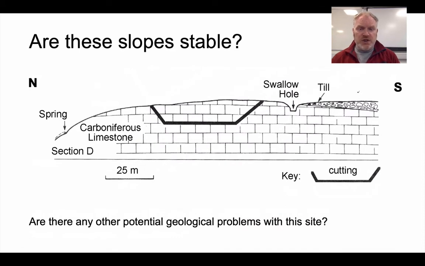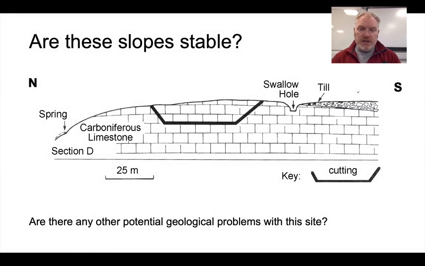Finally then, section D, we've got some Carboniferous limestone, a bit of Quaternary till there on the south side. Are these slopes stable? And are there any other potential problems with this site?